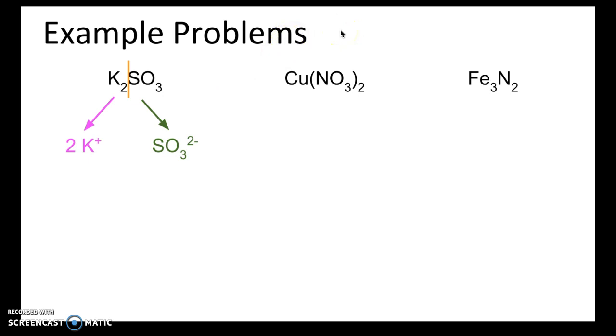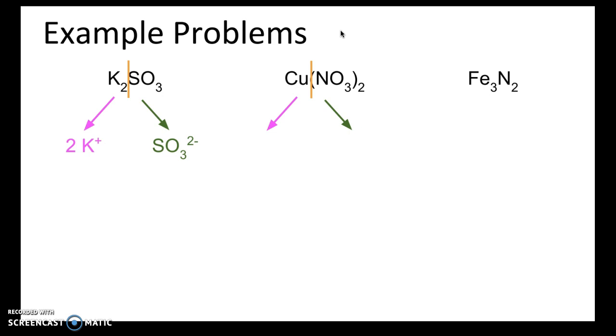Let's look at another example for copper. So first thing I'm going to have you guys do on your own is I want you to split it up into the cation and anion part. Okay, great. So the line would go between the copper and then the nitrate. Now we're going to break this down into its cations and anions.